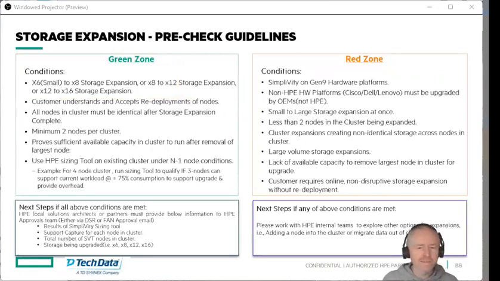For instance, if you have Simplivity on Gen 9 hardware, nah, we're not going to do that anymore. Yes, we still have customers with Simplivity on Cisco, Dell, and Lenovo hardware. They can do the storage expansion, but then it needs to be done by the OEM, of course. HPE is not going to add Lenovo SSDs in that Lenovo server. So that's by the OEMs, and they have to support it.